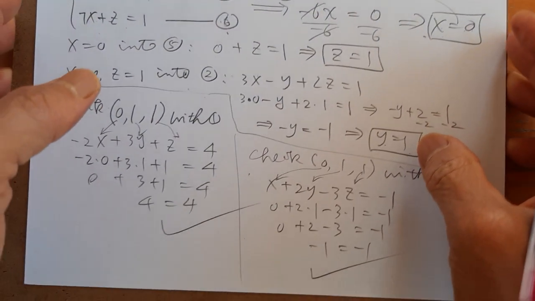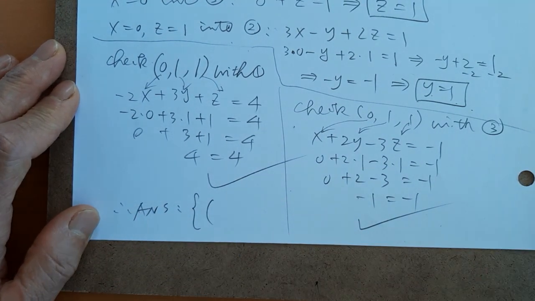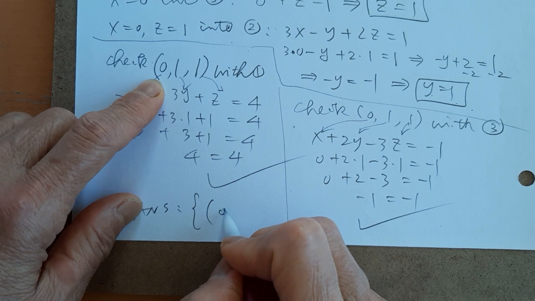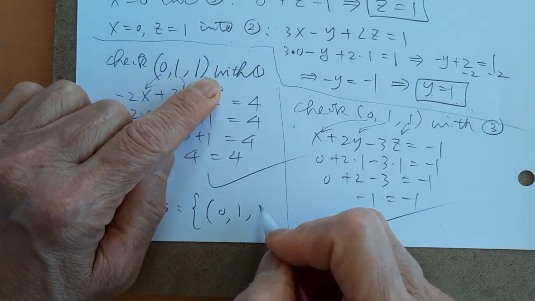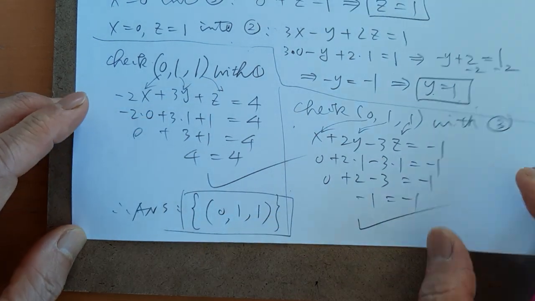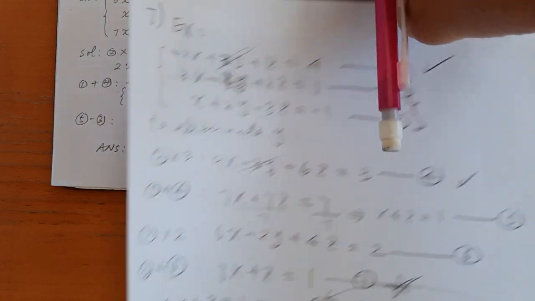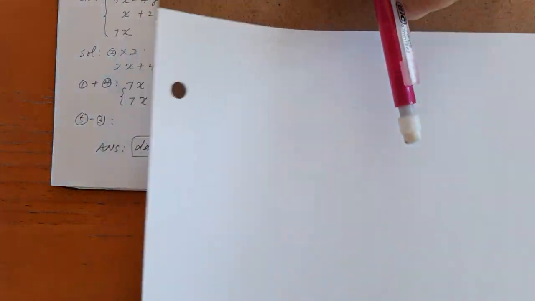It's checked. Now then you can put down the final answer. Final answer: x coordinate is the first coordinate, 0. Y coordinate is the second one. Z coordinate is the third one. And put the answer. So this uses the elimination method to solve it.